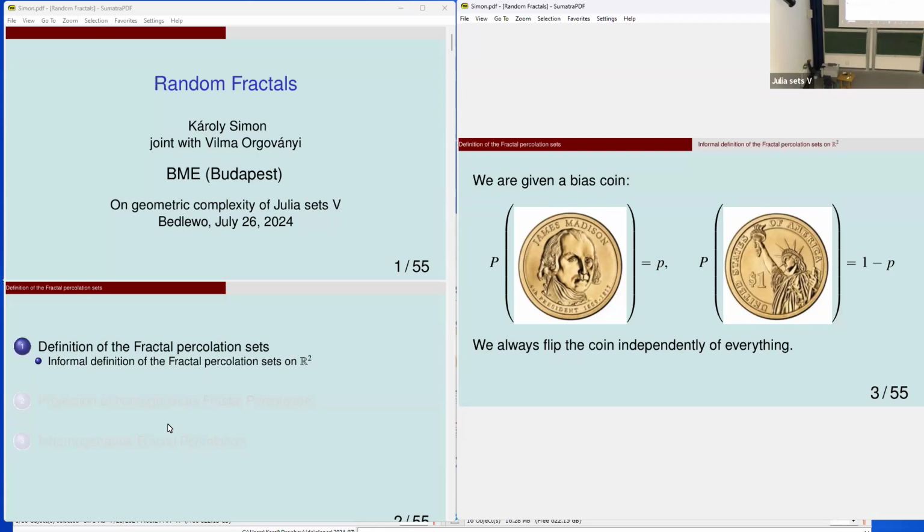And basically, the behavior of the random Cantor set will heavily depend on the value of p. So p is strictly in between 0 and 1.